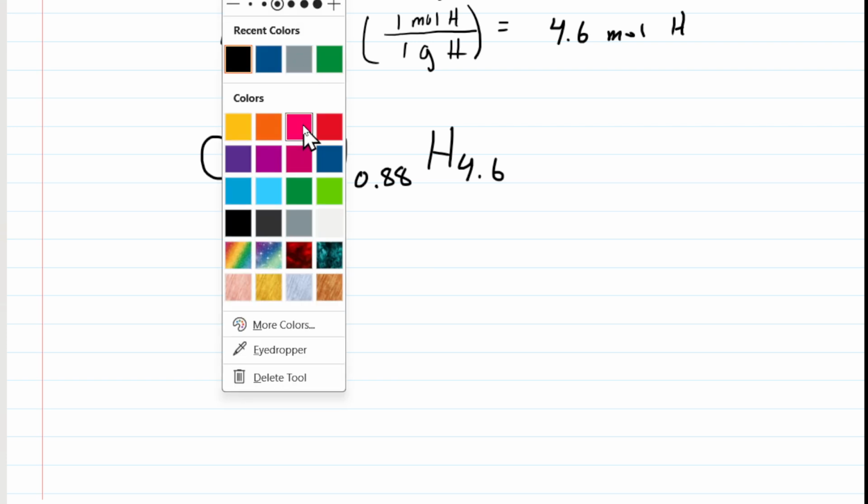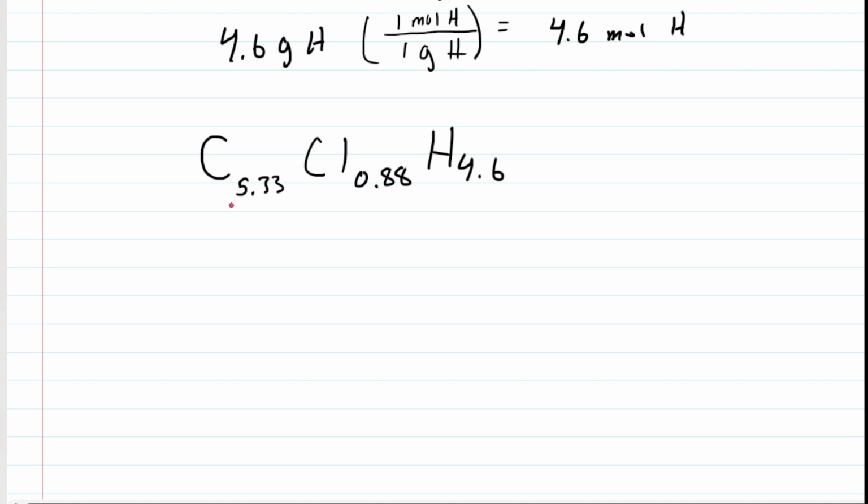The technique to get a whole number form is to divide each of the number of moles by the smallest number of moles. We can see that the smallest number of moles is the 0.88. So you divide everything by 0.88. When you do that, you won't get exact whole numbers, but they're going to be extremely close, probably due to experimental error. The first one is going to be approximately 6. The second one would be exactly 1, of course. And the third one is going to be pretty darn close to 5. If you want, you can put a 1 there, but that's optional.